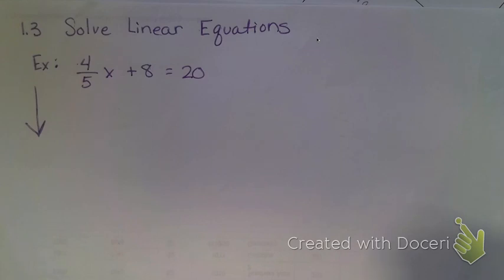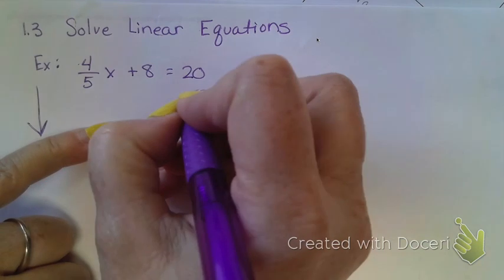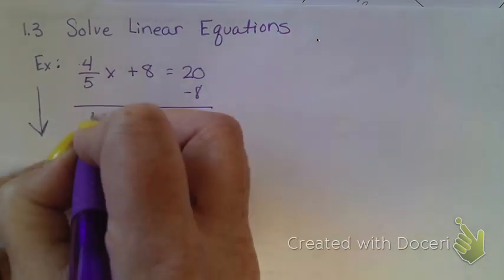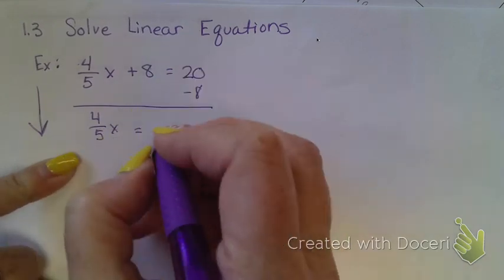Okay, so I have 4/5 x plus 8 equals 20. Who would like to help me with my first step? Subtract 8. I personally just do minus 8 because I know it goes away there. So 4/5 x equals what, 12?